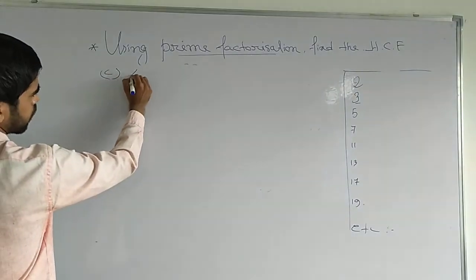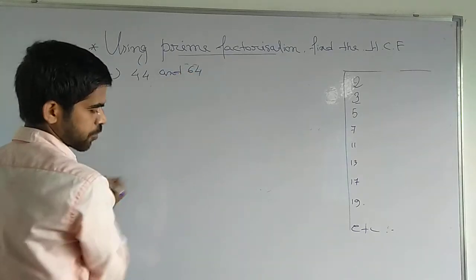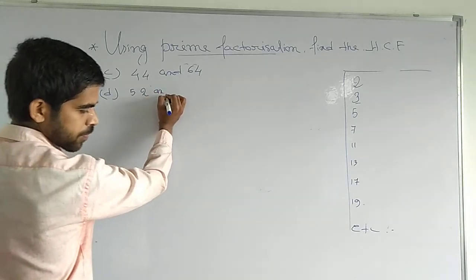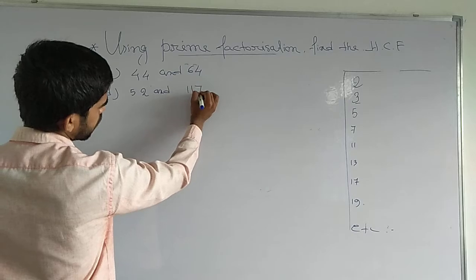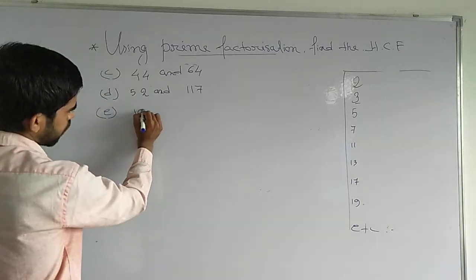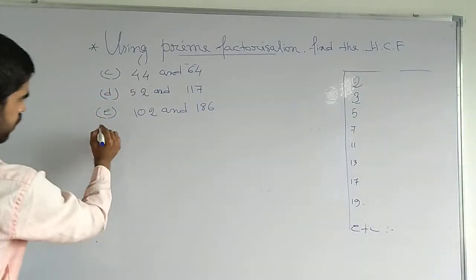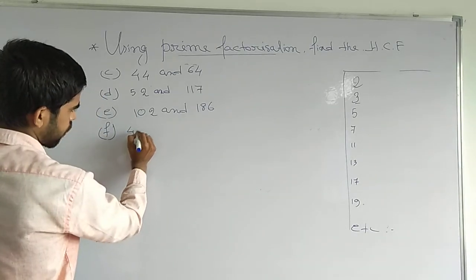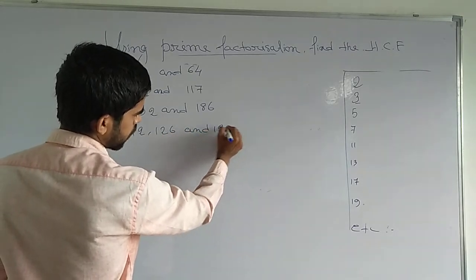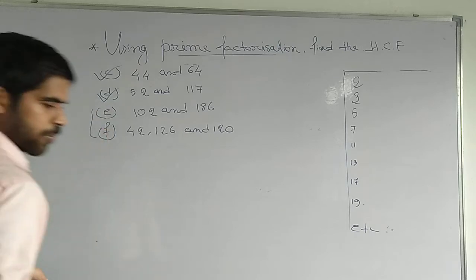Now question number C. Suppose 44 and 64. Okay, this one homework. Question number D. Suppose 52 and 117. Okay. So now E is what? Suppose 102 and 186. Okay. And move this one F. F is what? 42, 126 and 120. So this one also homework, this one also homework, just do by yourself, and these two I will show you now. Okay.